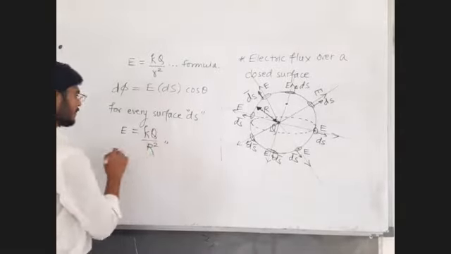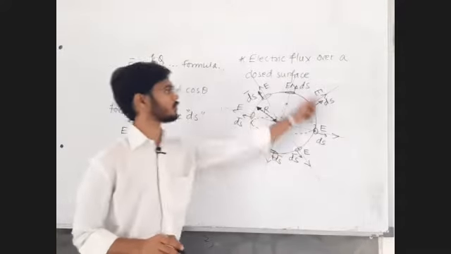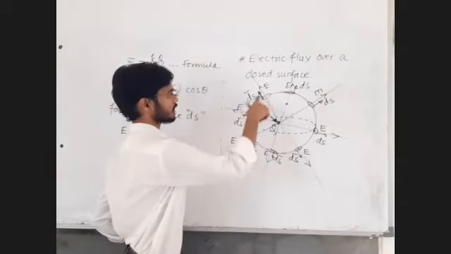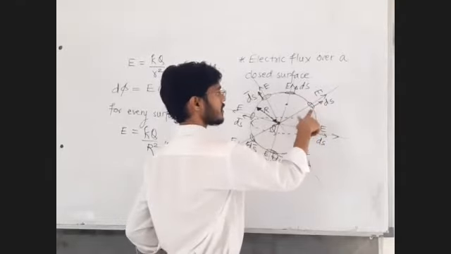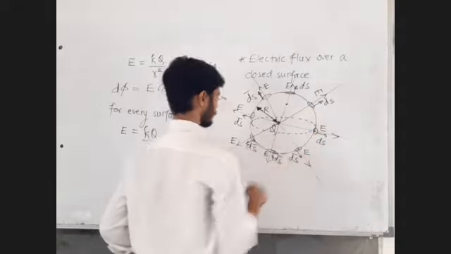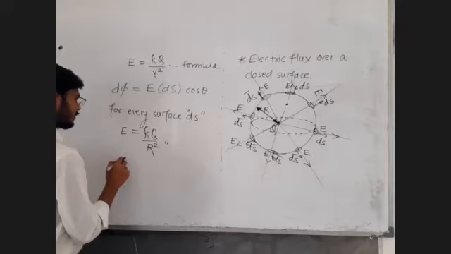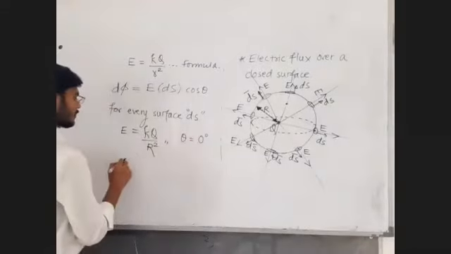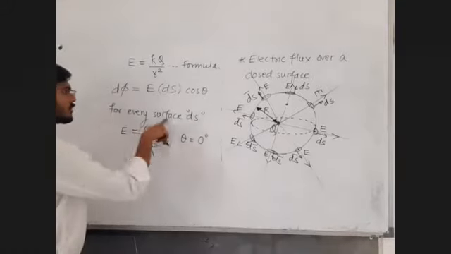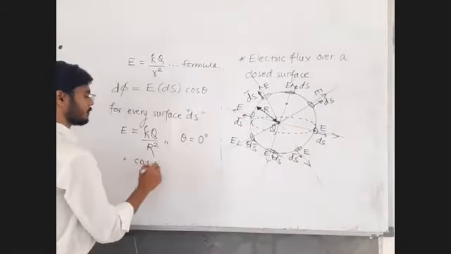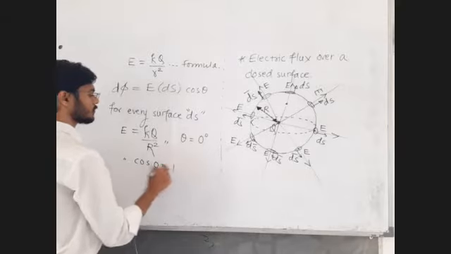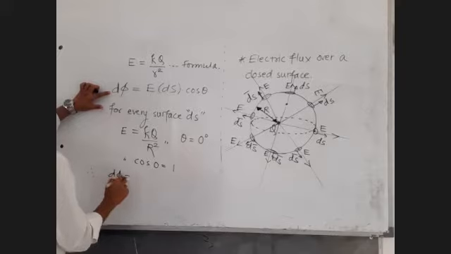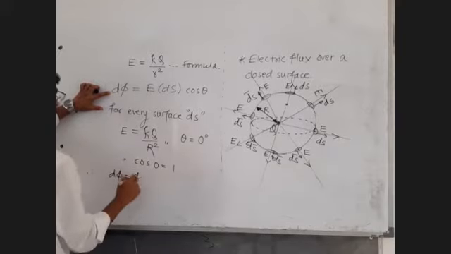Next, at each and every point on the surface of the sphere, what is the angle between area vector and electric field? Area vector is perpendicular to the surface of the area. That angle is everywhere 0 degree, and cos theta for every surface ds is cos 0, which is +1. Therefore, for any surface d phi, electric field is not changing in magnitude.